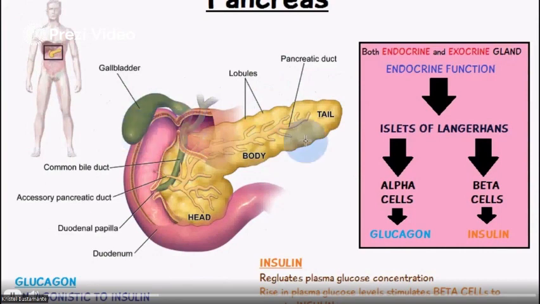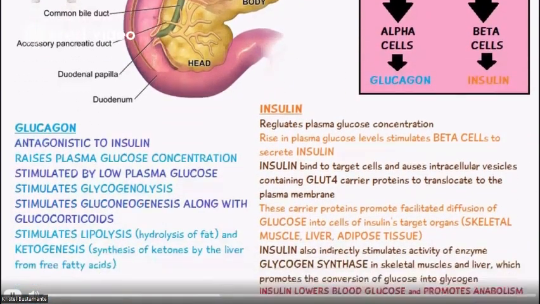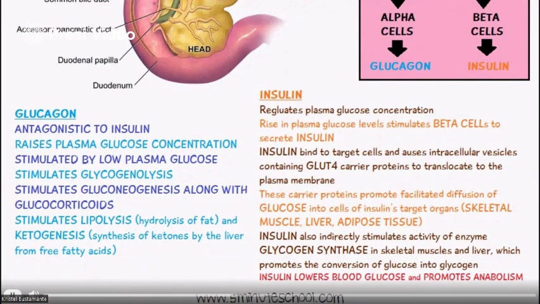In today's video, I just want to talk about the endocrine function of the pancreas. It consists of islets of Langerhans, which are made up of alpha cells and beta cells. The alpha cells produce glucagon, and the beta cells produce insulin. In today's video, I'm going to be talking about both of these hormones, and videos following on from this will look at other endocrine organs as well.